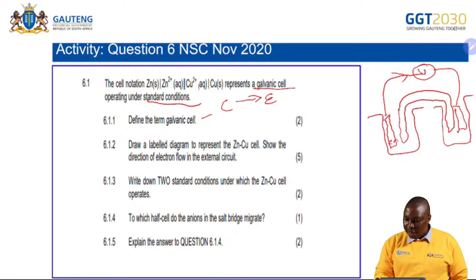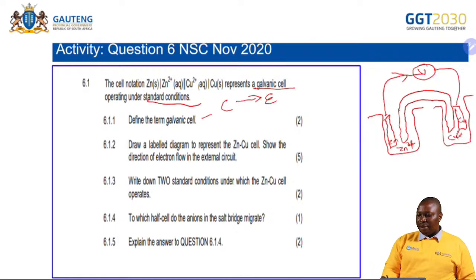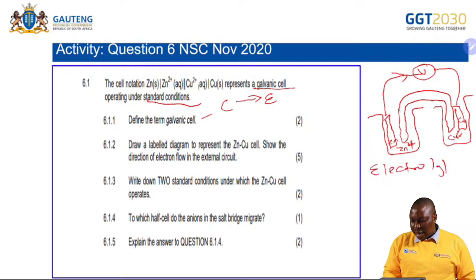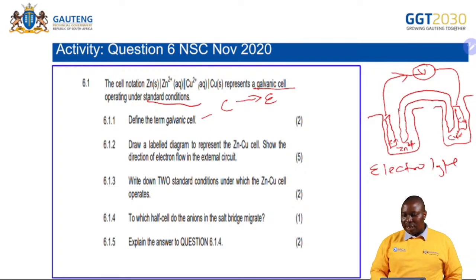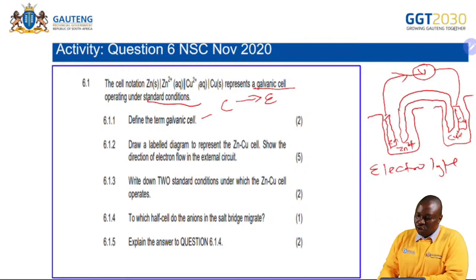So you're having copper here. The solution we said is copper 2 plus. Remember I said it can be a sulfate. If it's a sulfate, it must be sulfate in all of them. The electrolyte, we call it an electrolyte. Remember the definition of an electrolyte? We said it's a solution that conducts electricity. So it allows electricity to pass through it.